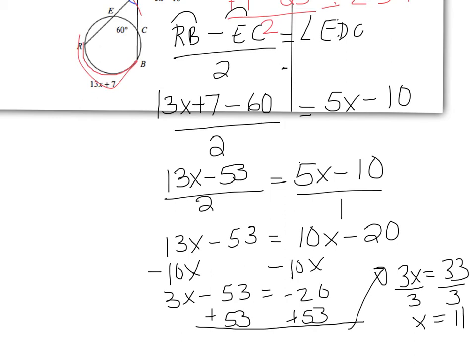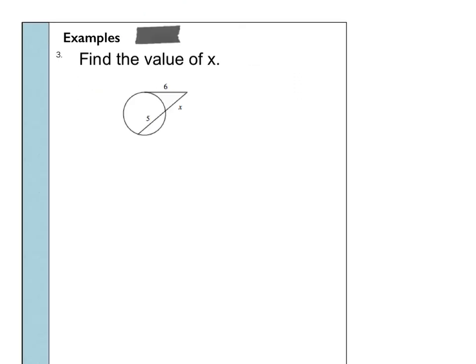That's what I was originally asked in my problem. What is the measure of RB? Remember, RB, if you can see up there, is 13x plus 7. So I need to take 13, multiply by 11, and add 7. And I'm going to end up with 150 degrees.